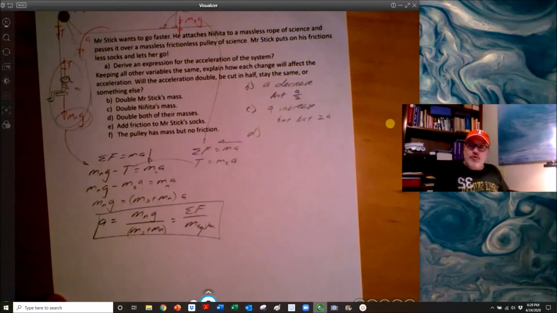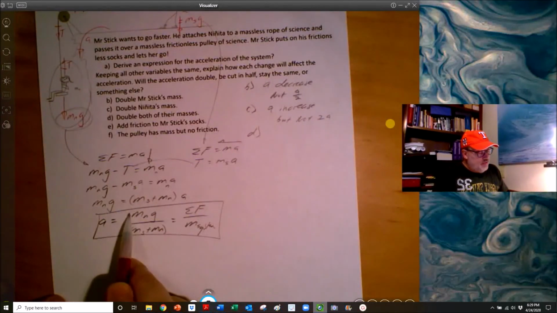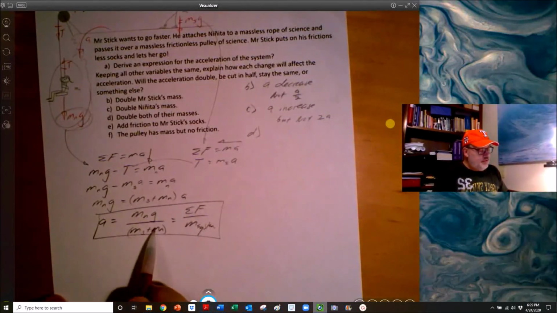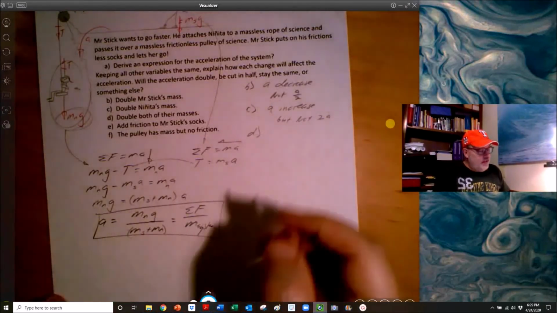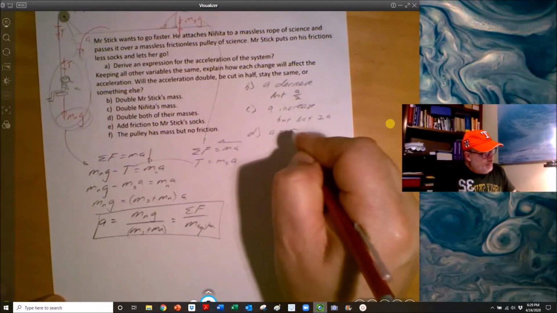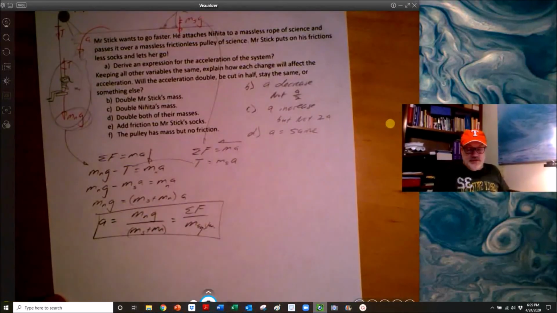All right, how about D? If we double both masses, we get a 2 here, and a 2 here, and a 2 here. This 2 will factor out, and we'll end up with a 2 in the numerator and the denominator, and they'll cancel out. So the acceleration stays the same. It won't change at all.